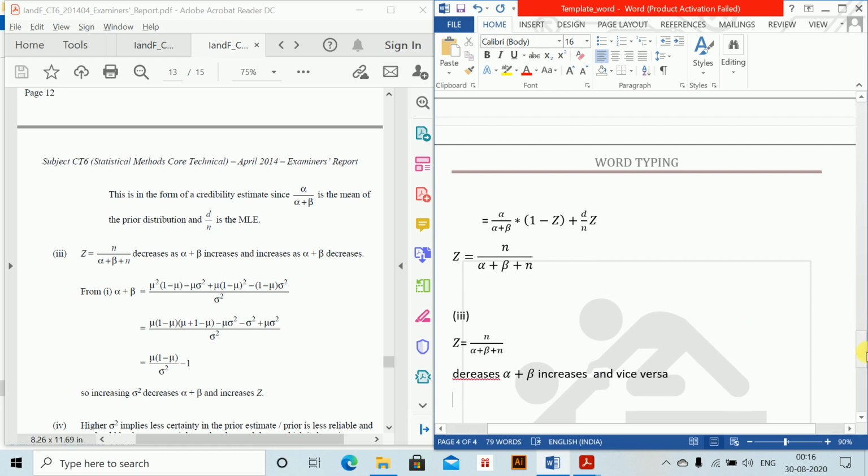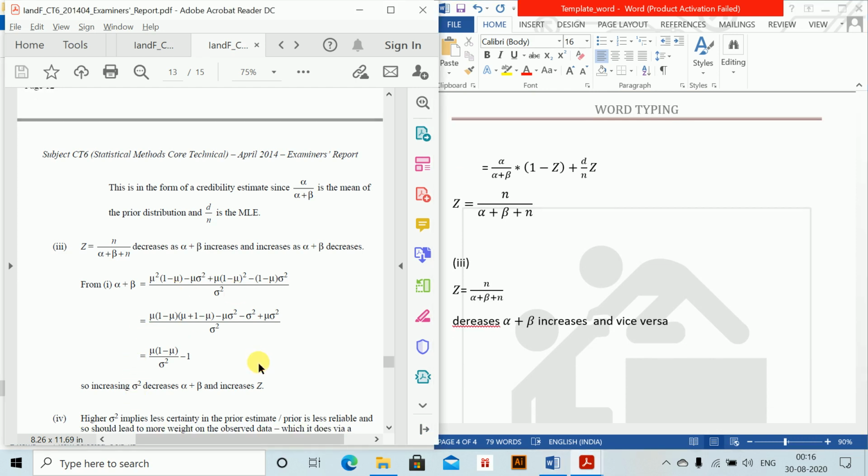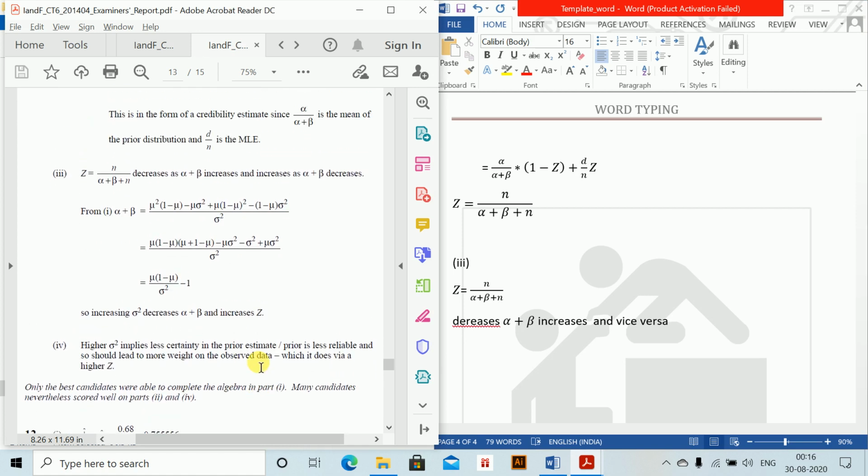So from part 1, α+β, it's the same thing. I'm not continuing writing, it's a continuation of the same above values which we had calculated, μ(1−μ) divided by σ². So you can just take the values from there, and as α+β increases, σ² decreases, and so on. Okay.